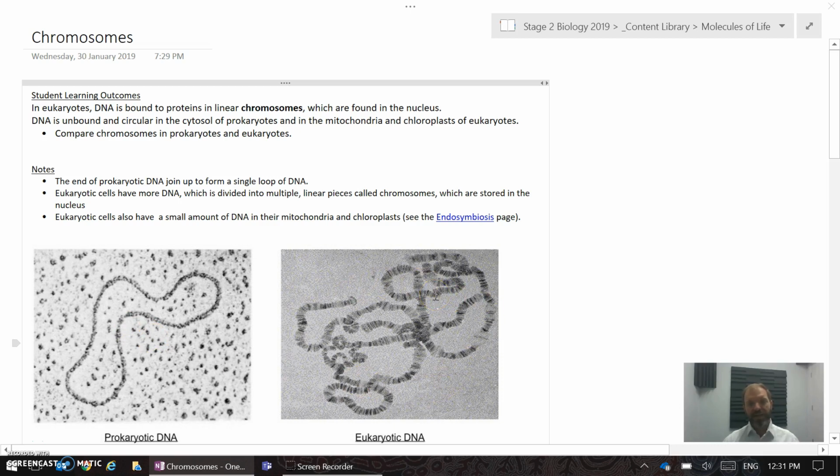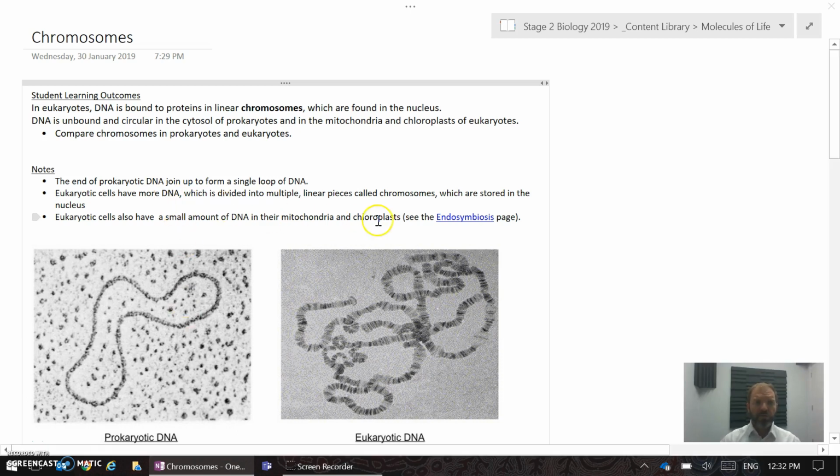The genome is divided into a number of linear segments called chromosomes, which are found in the nucleus and are bound to proteins. In prokaryotic cells we have that much simpler loop of DNA which isn't bound to proteins and isn't in a nucleus, and that loop of DNA sits in the cytoplasm.